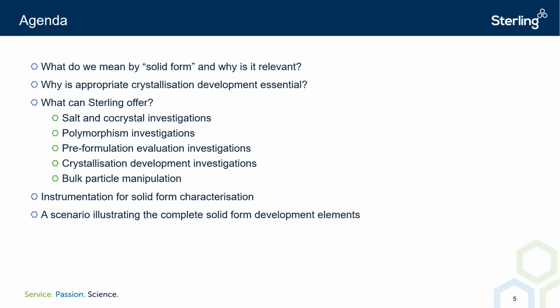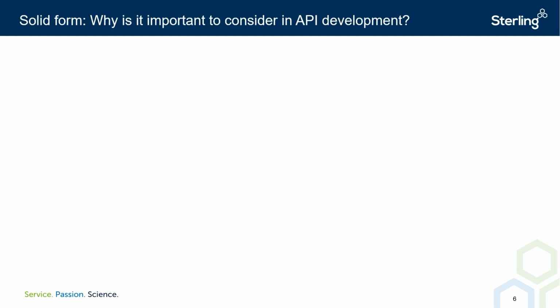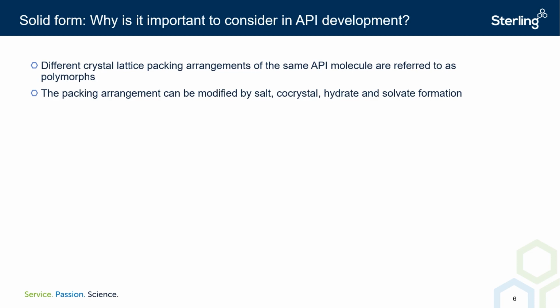But why is appropriate solid form development necessary? First, we need to understand the relevance of salt or co-crystal formation and polymorphism of an API, and then the subsequent development of a crystallization process to afford the target API version. We will then briefly cover the various aspects of solid form development and manipulation that Sterling can offer, detailing some of the instruments we employ, before closing this presentation with a scenario outlining a complete solid form development program for an API.